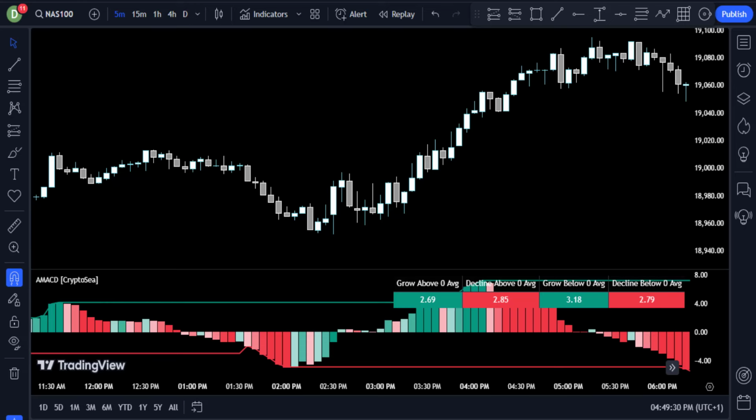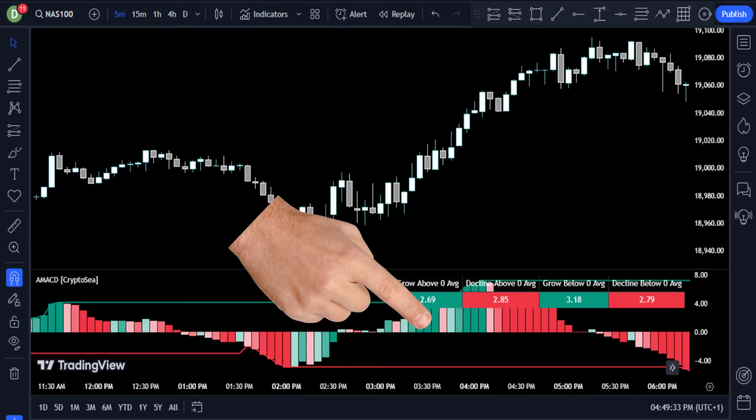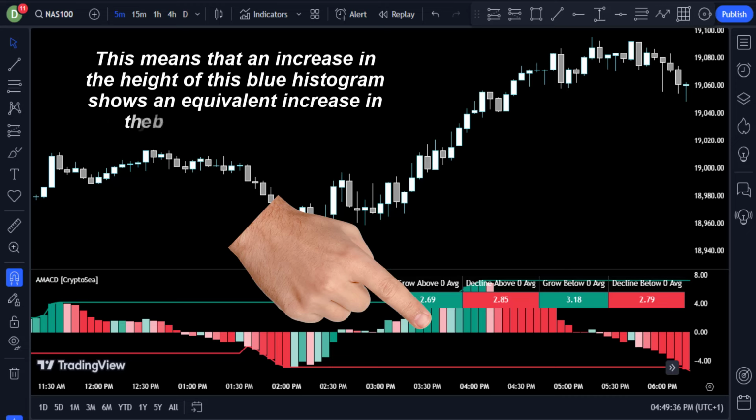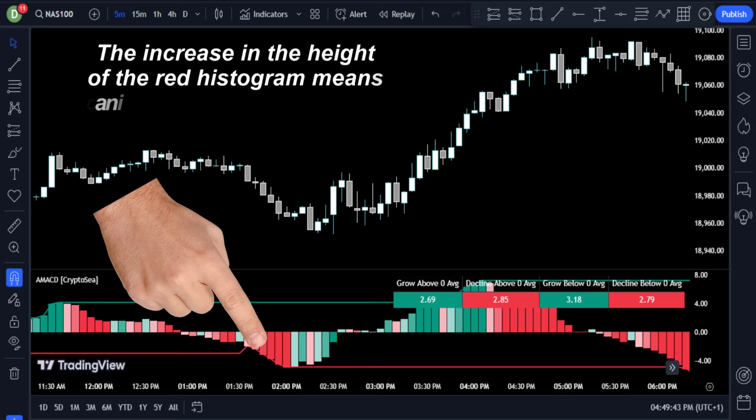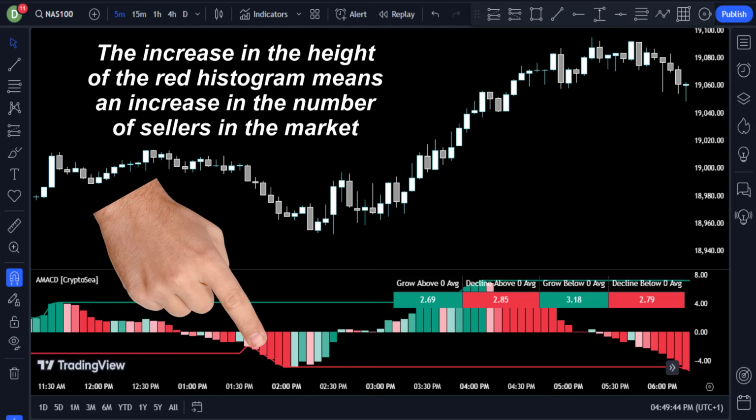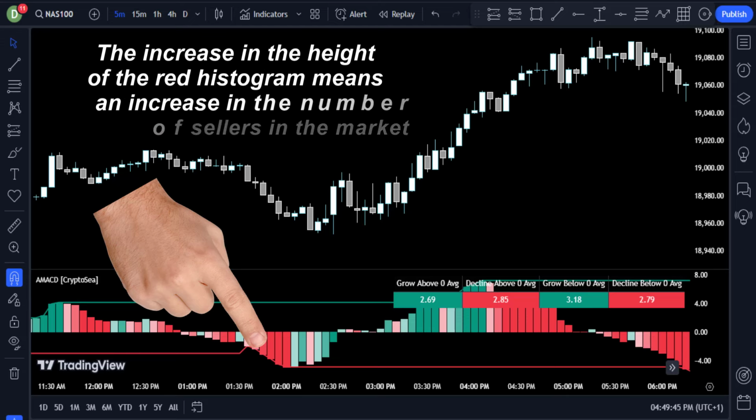In the first place, the blue histogram is used by this indicator to show you the number of buyers in the market. This means that an increase in the height of this blue histogram shows an equivalent increase in the buyers in the market. Then you have these red histograms that show you the number of sellers in the market, and the increase in the height of the red histogram means an increase in the number of sellers in the market.